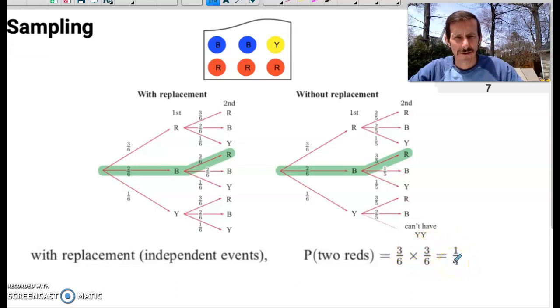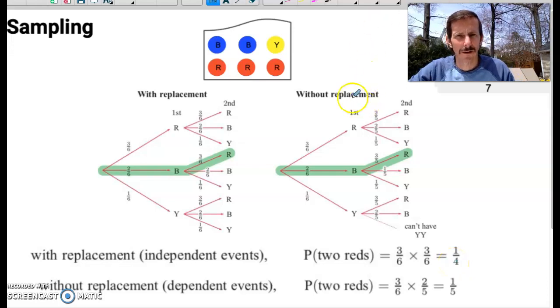If I was interested in the same exact thing, but without replacement, then the first probability is 3/6, but that red is gone. So now there's only 2 reds out of 5 left, so it would be 3/6 times 2/5. That would give me 6 over 30, and 6 over 30 reduces to 1/5. So notice that those final results are different depending on whether you put it back or you don't put it back.